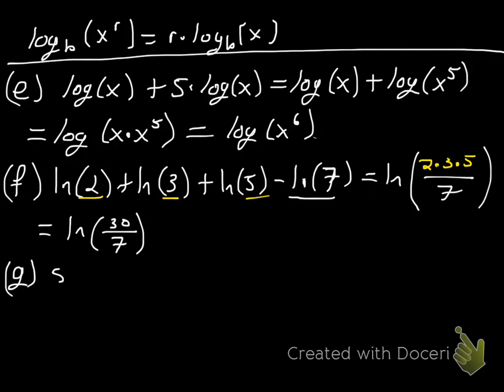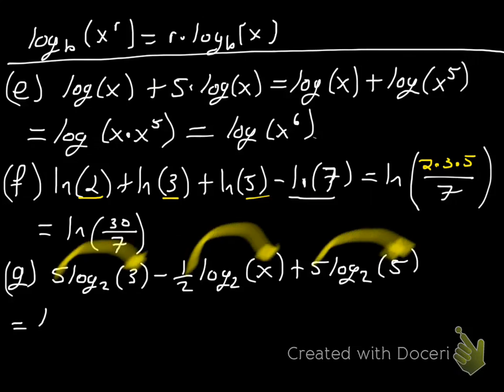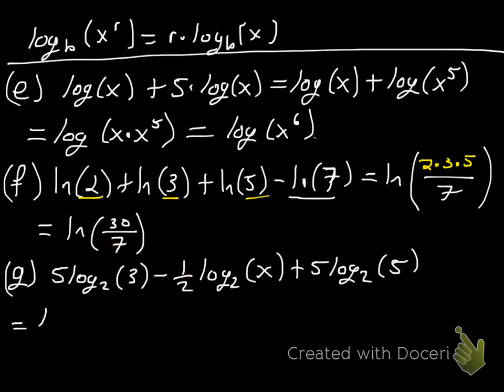Alright, and let's do one more where it gets a little crazier. So 5 log base 2 of 3 minus 1/2 log base 2 of x plus 5 log base 2 of 5. Before I can use really any of my rules, I need to use the power rule to put these exponents back up so that I can combine things. So that's what we're going to do here. So we're just going to put those exponents back up. Okay.